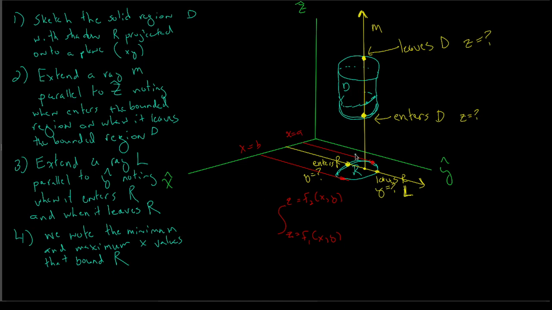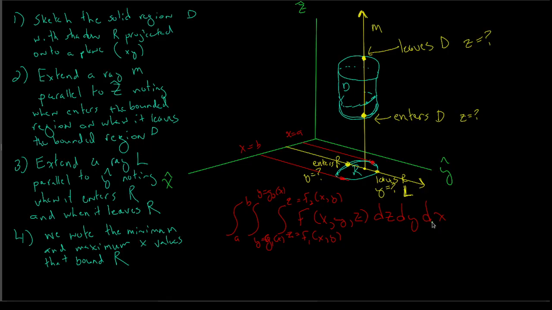Then when we look at these limits, we're going to look at y equals some function g1 of x coming in, and y equals some g2 of x coming out. And then finally, we look between a and b. And whatever function is integrable over the region D times our element. In this case, we're going to do dz first, dy next, and then dx.